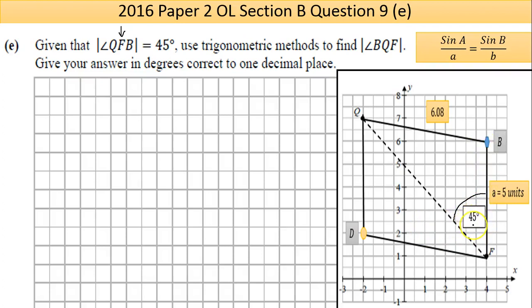That alone here would get you the attempt, because you've done the correct relevant step. We're told as examiners to make sure to watch the diagram for labeling, and we do. It's probably the first thing you'd look for. Given that QFB equals 45 degrees, use trigonometry or trigonometric methods to find the angle BQF, this other angle here. Give your answer in degrees correct to 1 decimal place.